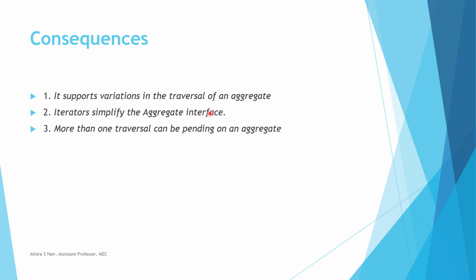And iterators simplify the aggregate interface. That is, the iterator's traversal interface obviates the need for a similar interface in aggregate. So it simplifies the aggregate's interface. And more than one traversal can be pending on an aggregate. An iterator keeps track of its own traversal state. Therefore, you can have more than one traversal in progress at once.